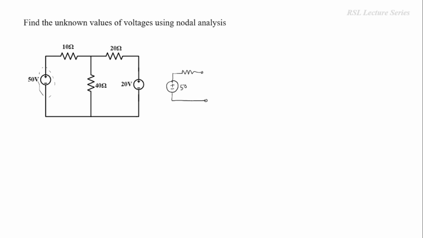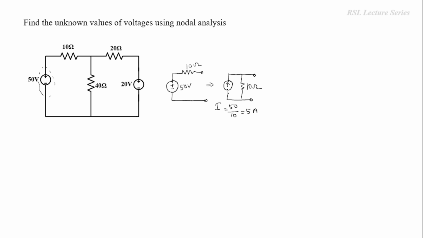So here we have 50 volts connected in series with 10 ohms. Now we can convert this into a current source connected in parallel with the same value of resistor, 10 ohms. The current value I is found by using Ohm's law. By Ohm's law, I is equal to V by R, so 50 divided by 10 is equal to 5 ampere.